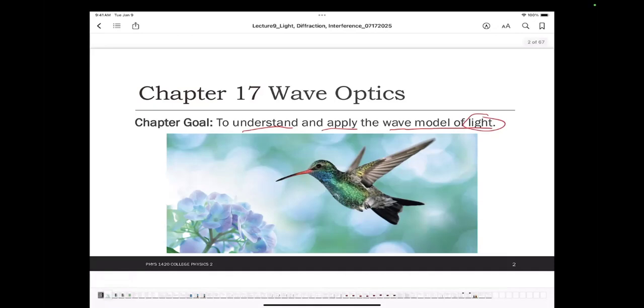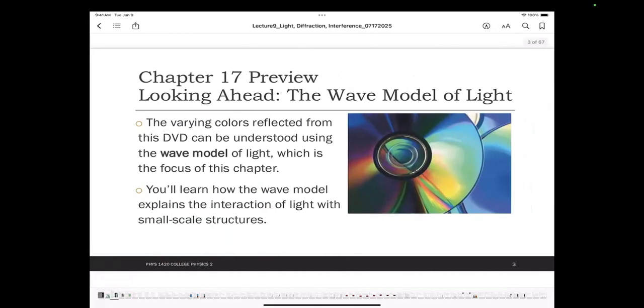Before we start this chapter, let's preview, looking ahead, what we will learn. Firstly, we will learn the wave model of light. You can see the varying colors reflected from this DVD can be understood using the wave model of light, which is the focus of this chapter. You will learn how the wave model explains the interaction of light with small-scale structures.